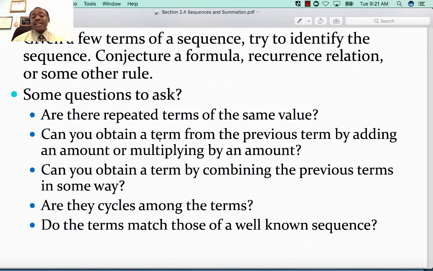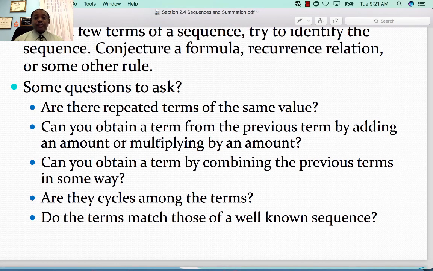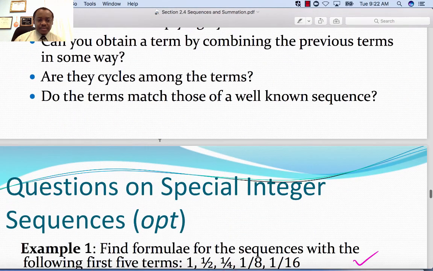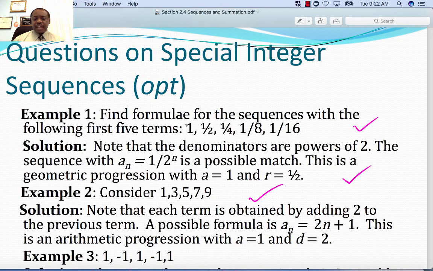We will look at several examples in class, and you should be able to figure out the nth term of various sequences whose first couple of terms are given. Let's look at some examples. Example 1: find the formula for this sequence right here: 1, 1/2, 1/4, 1/8, 1/16. So the first thing you want to do, of course, is note the initial term. Okay, so try subtracting consecutive terms. So do 1/2 minus 1, 1/4 minus 1/2, 1/8 minus 1/4.